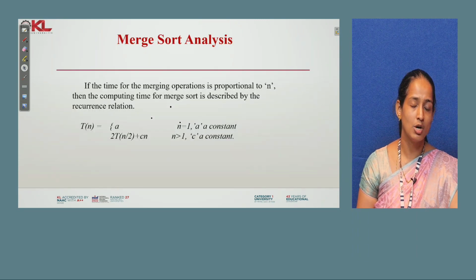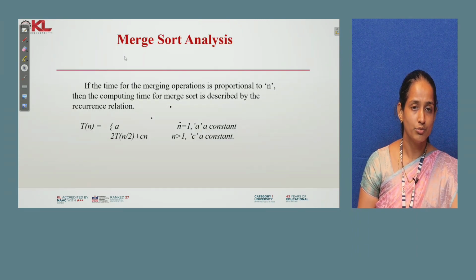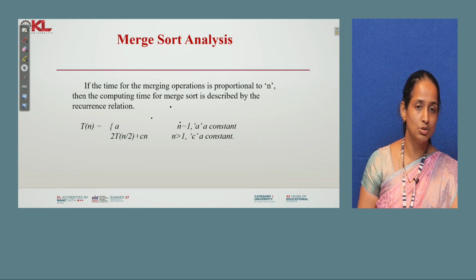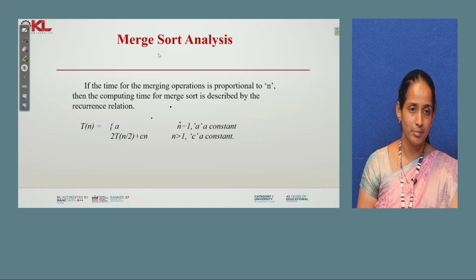Coming to the time complexity of merge sort, we divide the given list into 2 halves. That means to sort the first half, from low to mid, it will take T of n by 2.